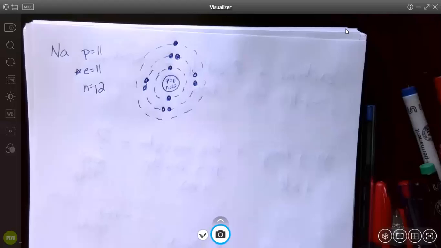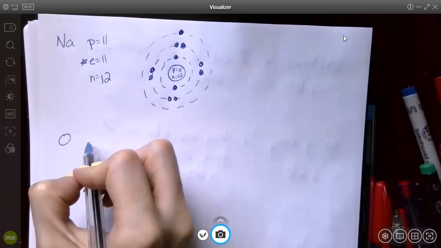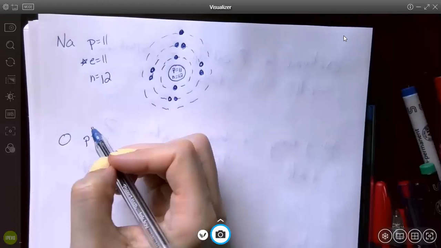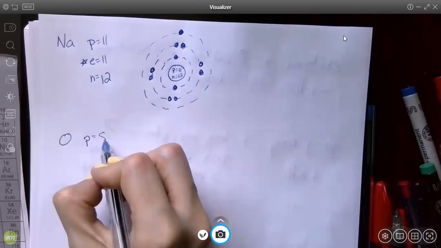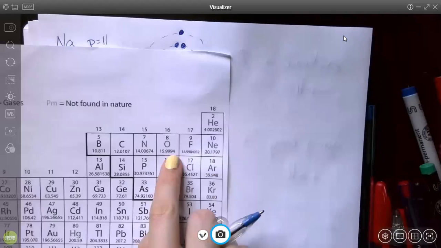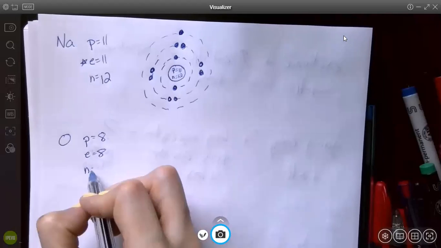Okay, for the next one, let's try oxygen. Oxygen, which is right here on the periodic table, has 8 electrons and 8 protons. So protons are 8, electrons are 8. Its mass would be 16, and so 16 minus 8 is also 8 neutrons.